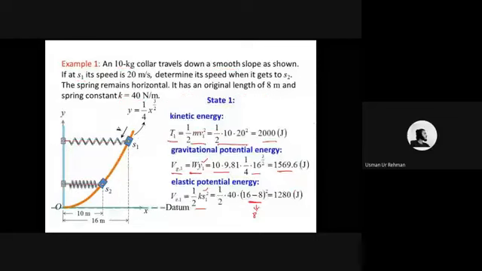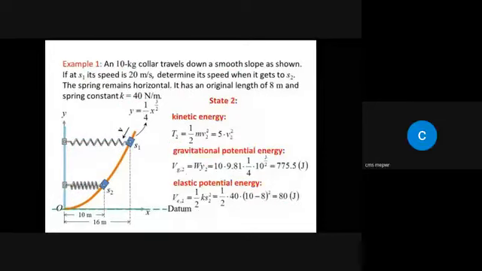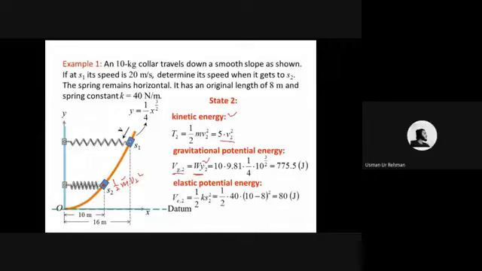Yes, sir. Okay. Now let's move toward the second state. Kinetic energy at state 2 is half mv2 square. ये तो हमने find out करना है, m है लेकिन v2 नहीं है. So half mv2 square. What about gravitational? W y2. Do we have y2? Yes, sir. हमारे पास है. Okay, find out कर सकते हैं.